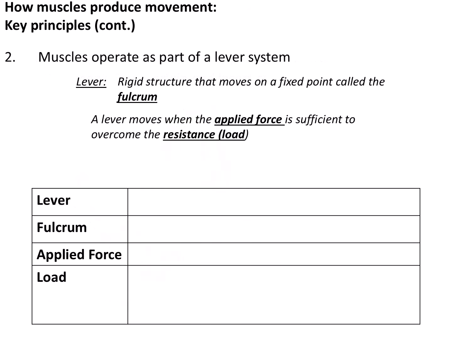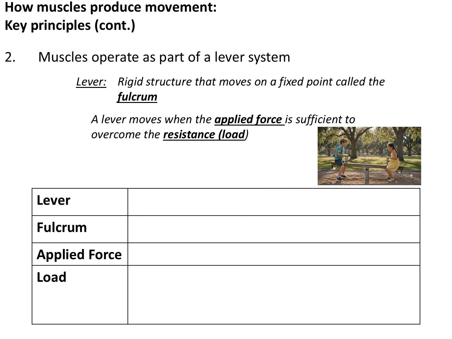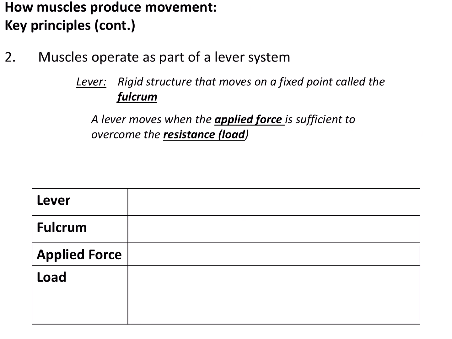Secondly, muscles operate as part of a lever system. A lever is a rigid structure that moves on a fixed point called the fulcrum. A lever moves when the applied force is sufficient to overcome the resistance or the load. When we consider the structures involved, the bone serves as the lever, the fulcrum is the joint, and the applied force is the muscle. The load is the weight of the object the muscle is trying to move. The load could be an object held in the hand, the bone itself, or even your entire body.